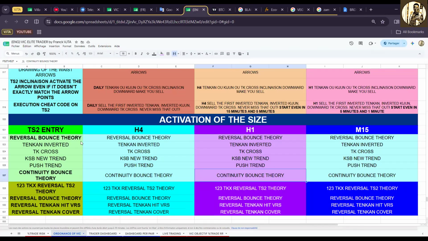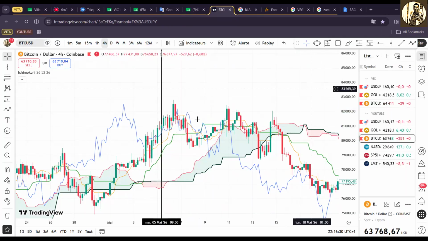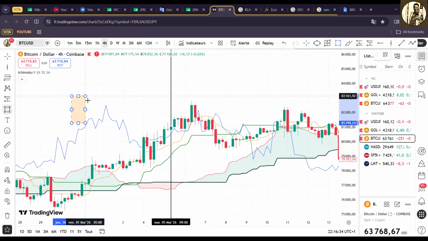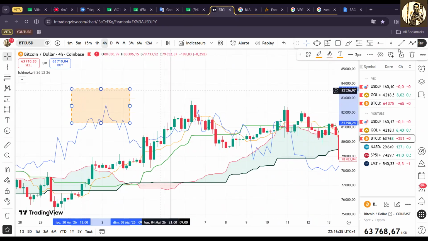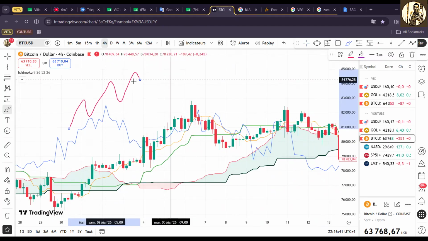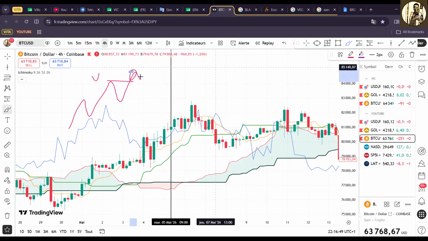You also have the reversal bounce theory. First of all, the reversal bounce theory that we could have used: you remember that what I call the reversal bounce theory is that when the price is moving to the upside like this, right? It creates a V breaker here. Every price that is above this V is for the sell.